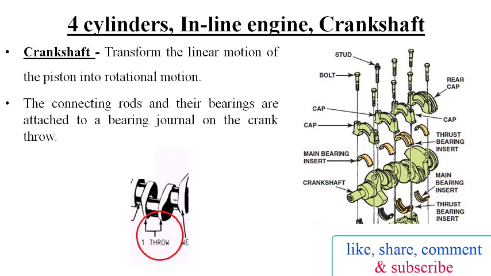The function of the crankshaft is to transfer the linear motion of the piston into rotational motion. The energy from expanding gases during burning of fuel in the combustion chamber is delivered to the crankshaft through the piston pin and connecting rod or con rod. The connecting rod and the bearings are attached to a bearing journal on the crank throw. The crank throw is offset from the crankshaft center line.